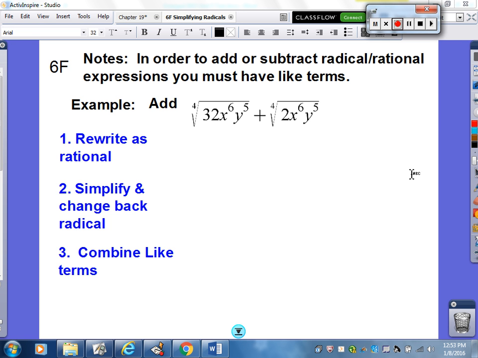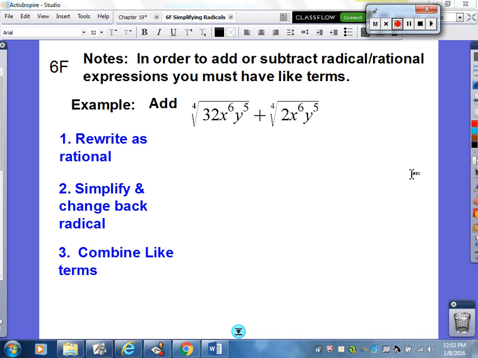In order to do this, you must have like terms. So the way we have it right now, we can't do anything. We need to simplify first to see if we get like terms and then add our like terms. That means our radicals and our variables must be the same in order to be able to add them.